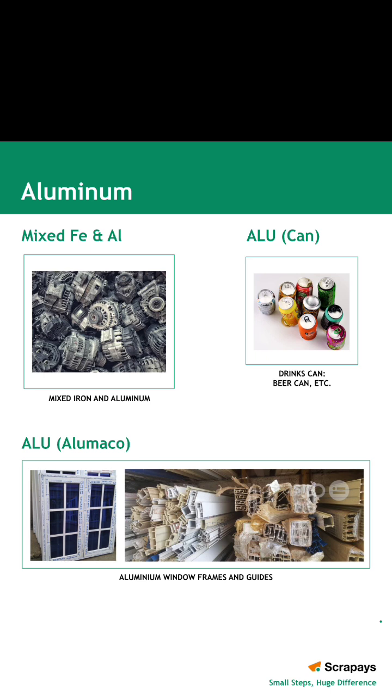Okay. Other categories of aluminum that we collect: alumaco. These are your windows, your sliding windows, your sliding doors. They are commonly used these days. So when you see a sliding door or a sliding window, chances are they are made with aluminum.